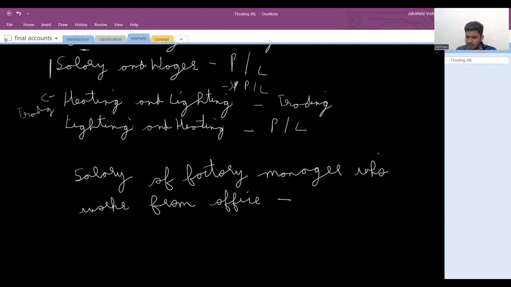Because many people are very, very skilled, they can do it even from their house. They just need to manage a few people, right? So where should this be classified? Will it go to the P&L account? Will it go to the trading account? Is it a direct expense or an indirect expense? This is the question I need to ask you. Now pause for a second, think of it, and then continue. So the answer is it goes to the trading account. Now why?